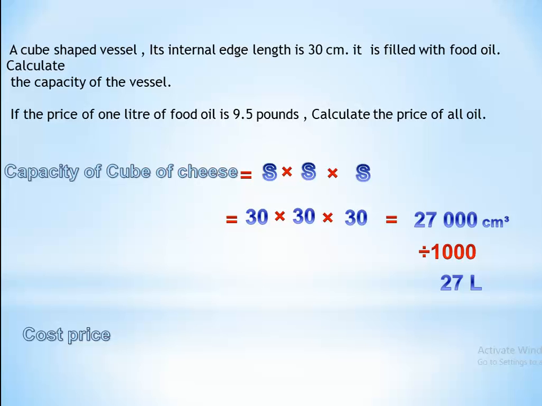And he told me that the price of 1 liter is 9.5. So the price of 27 liters equals what? It will be 27 by 9.5. It will be 256.5 LE.